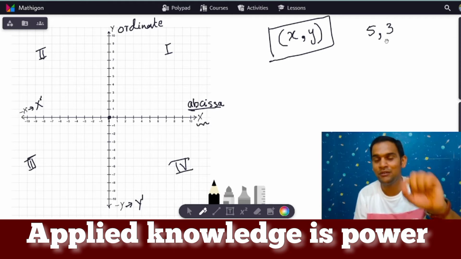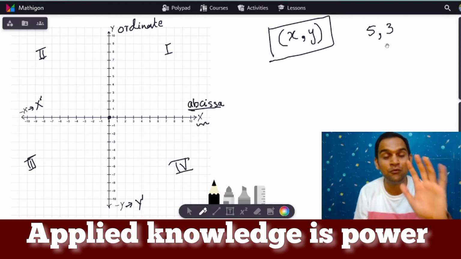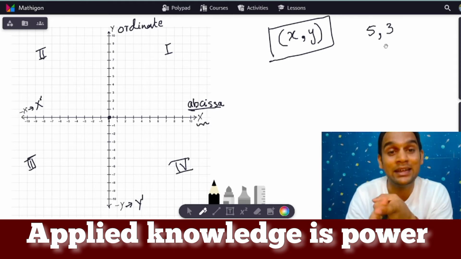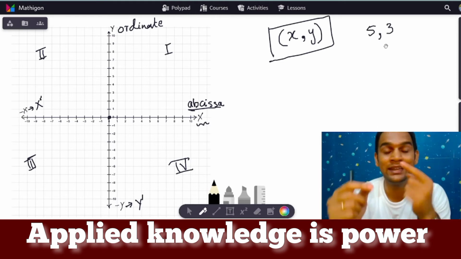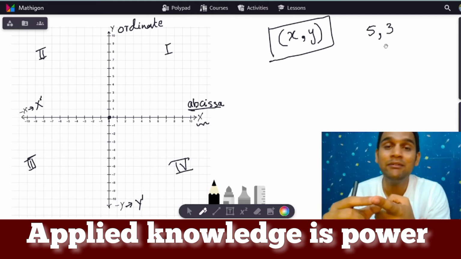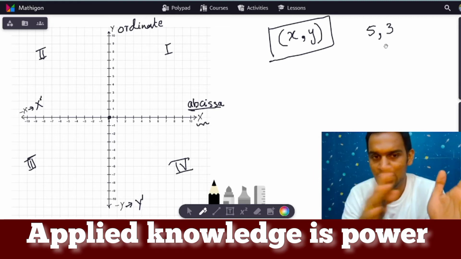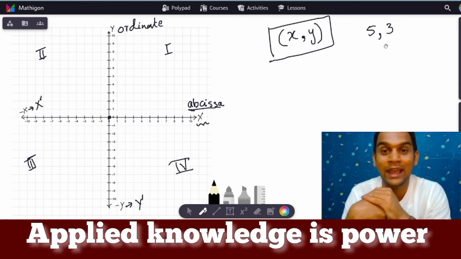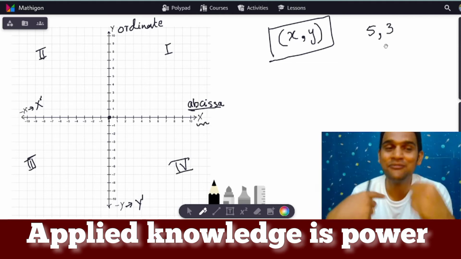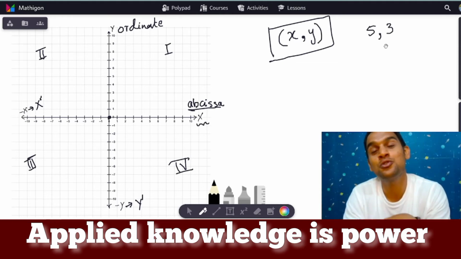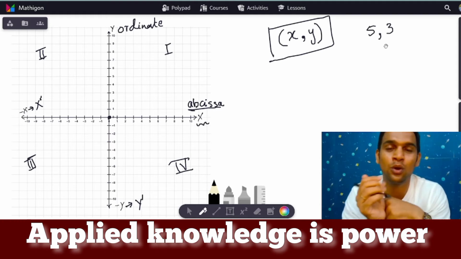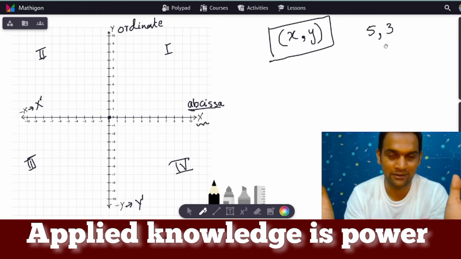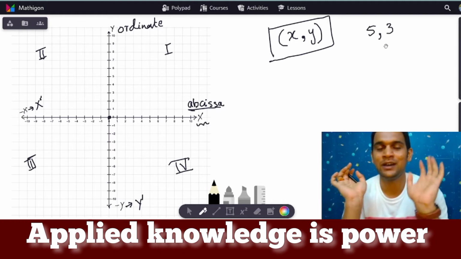So now we will go step by step. First, we will try to understand the nature of the points in each of the quadrants. Then we will try to identify, if there are points given, what the coordinates of those are. And the third thing we will do is, if the coordinates are given, how do we plot them in a particular graph? I hope the agenda so far is clear.